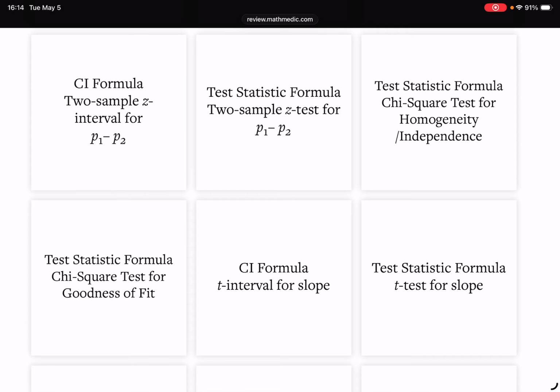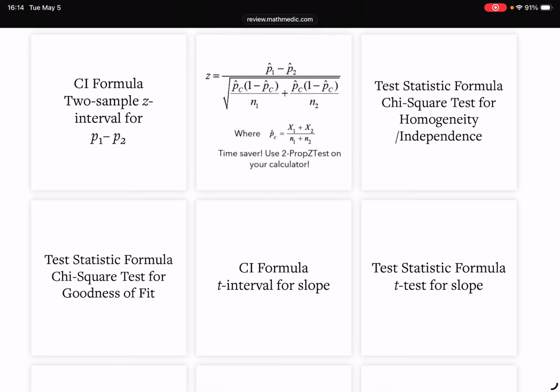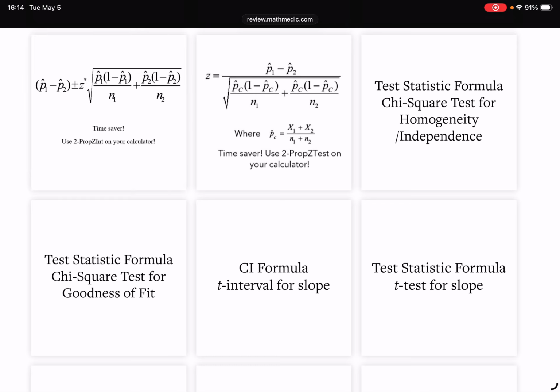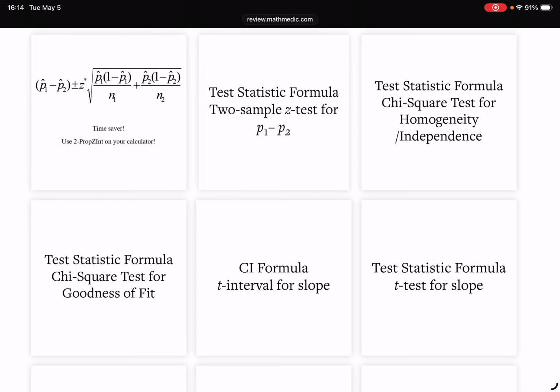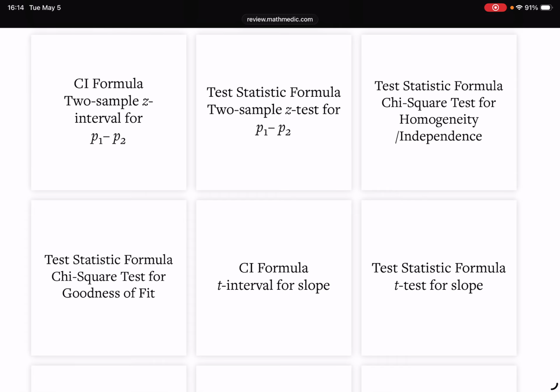Test statistic formula for a two sample z-test for p1 minus p2. Okay, same exact process I mentioned for this one on the calculator. The only difference is on the drop down for this one, you're clicking on significance test, and this one you're clicking on confidence interval. Okay, next, test statistic formula for chi-squared test for homogeneity and independence.